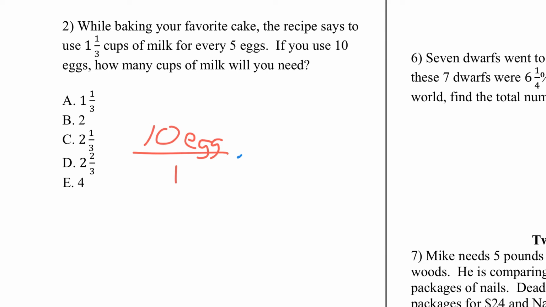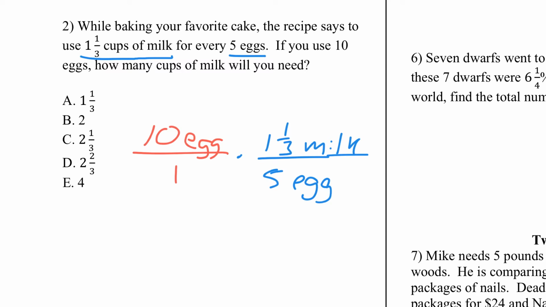Now we're going to multiply this by 1. 1 in the form of 2 different things, a rate. We're going to use this much milk for every 5 eggs. So I want the eggs to cancel, so I'm going to put 5 eggs on the bottom. I'm going to put 1 1/3 cup of milk on the top. Once again, since eggs on top and bottom, it cancels. And to make the math a little bit easier, I can divide both 5 and 10 by 5. 5 goes into itself once. 5 goes into 10 2 times. So now I'm left with 2 times 1 1/3 cups of milk.